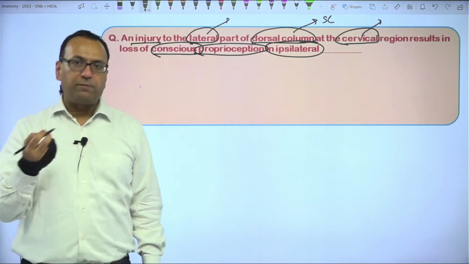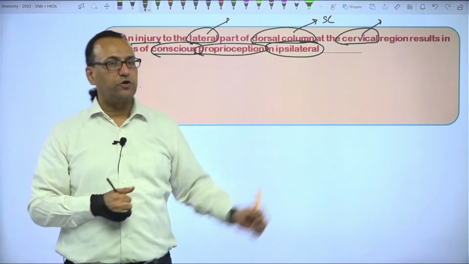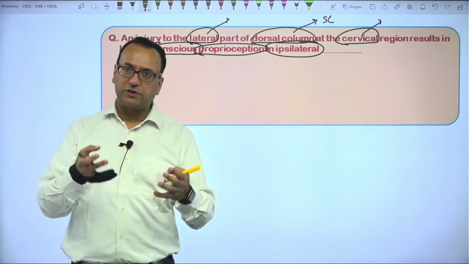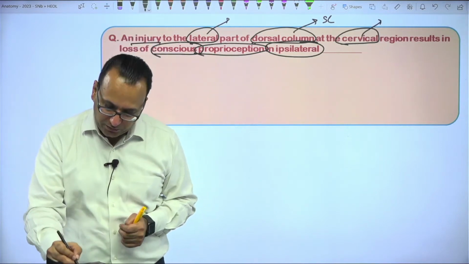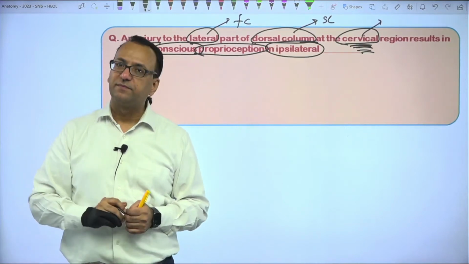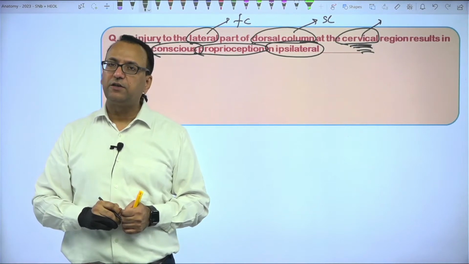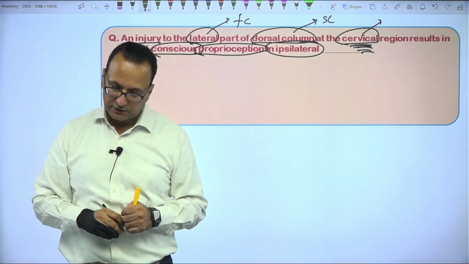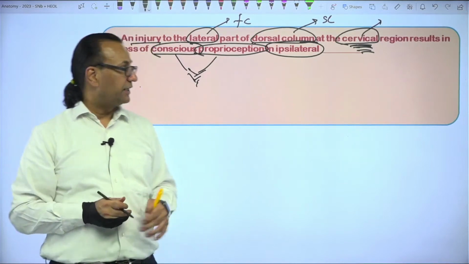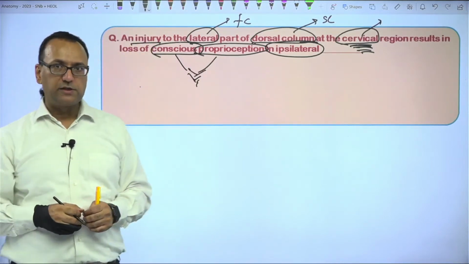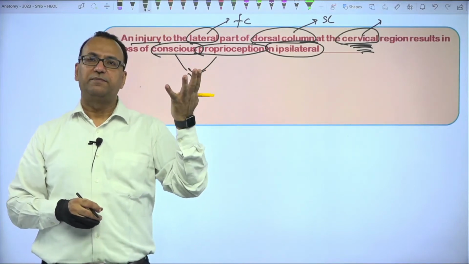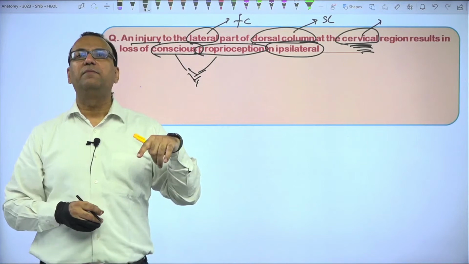What do you mean by lateral part of dorsal column? The dorsal column has two parts, lateral and medial: fasciculus cuneatus and fasciculus gracilis. So who is running lateral? Fasciculus cuneatus, because you are in the cervical region. In the cervical region of spinal cord, you will have fasciculus cuneatus. Conscious proprioception, that I know, because dorsal column carries some sensations. One of them is conscious proprioception, position sense of upper limb, cuneatus, and lower limb, then gracilis.